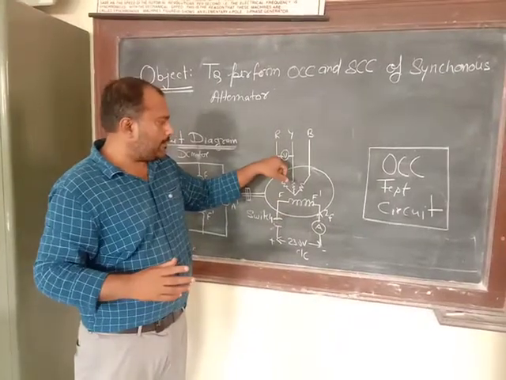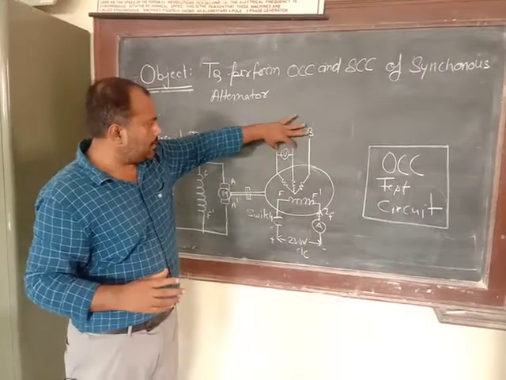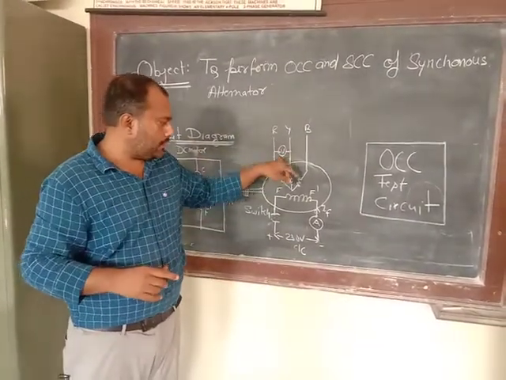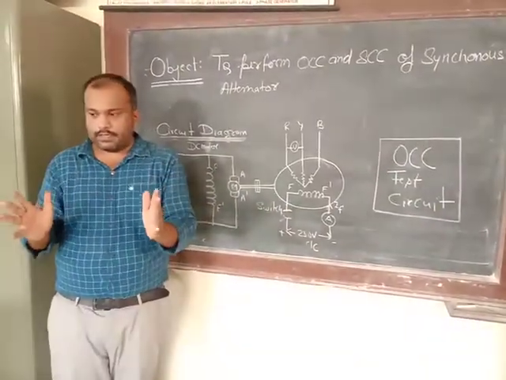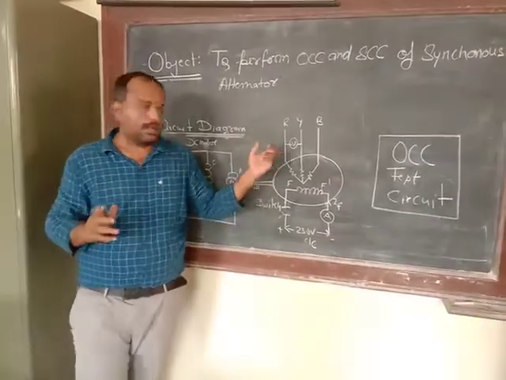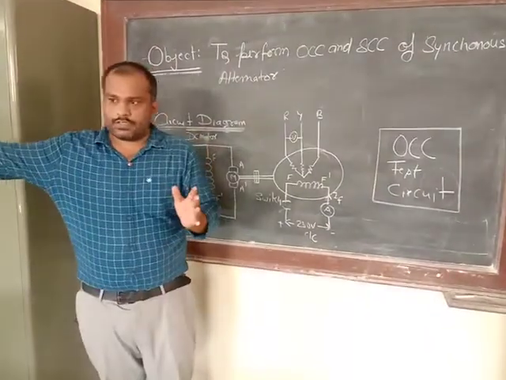Then we will plot a graph between field current and the open circuit voltage. This voltmeter is connected for the measurement of the open circuit voltage, and this ammeter is connected for the measurement of field current. So the characteristics between field current and open circuit voltage of the synchronous alternator is called open circuit characteristics, OCC, of a synchronous alternator.